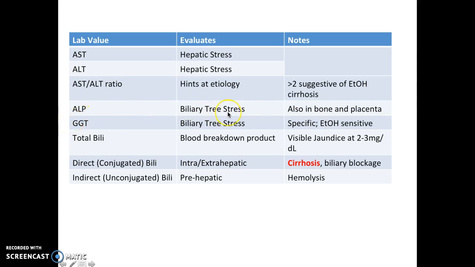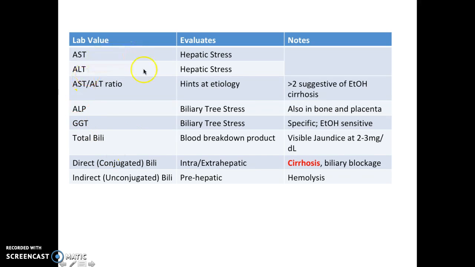So if we want to look at biliary tree stress, ALK-Phos or alkaline phosphatase is a common marker. But the problem is that that's a little bit nonspecific because it's also in bone and placenta. So for instance, a growing child might have increased ALK-Phos. So another more specific marker is GGT.